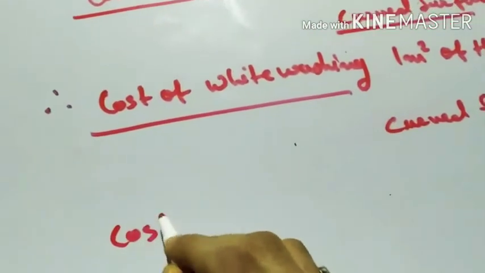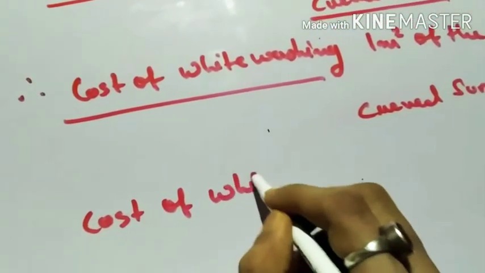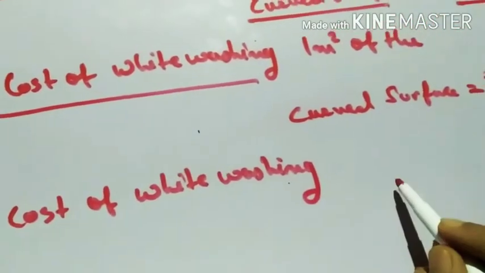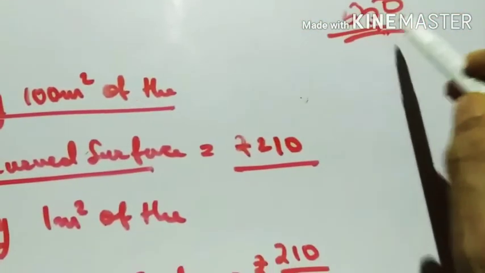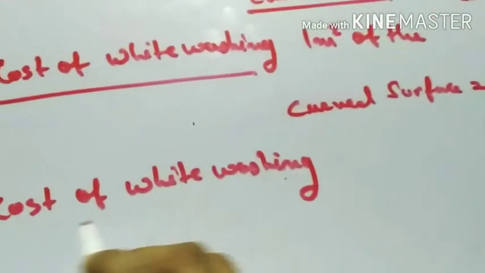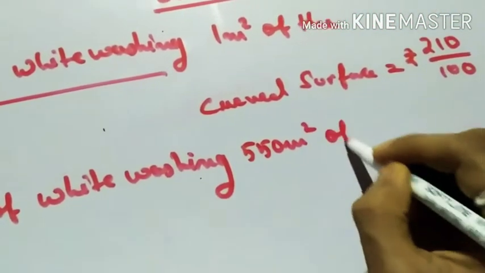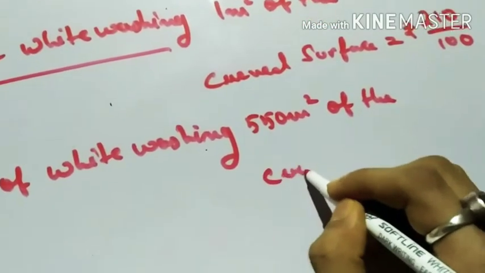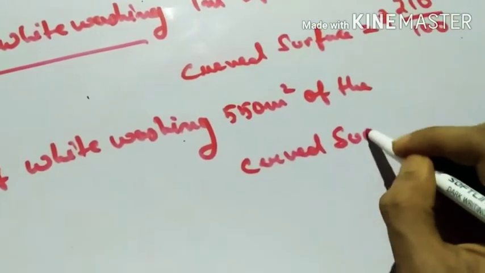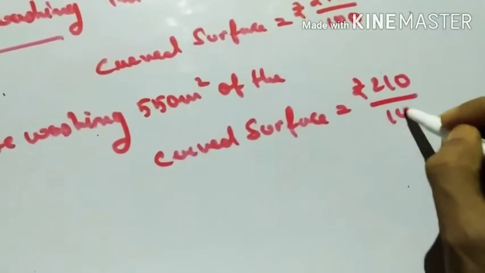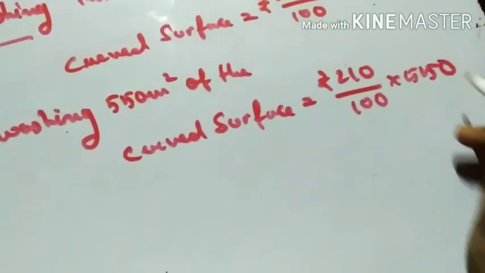Now I will have to find cost of whitewashing. What is the curved surface area I got? It was 550 meters square. Yes or no? So therefore cost of whitewashing 550 meters square of the curved surface, it will be equals to rupees 210 by 100 into 550.